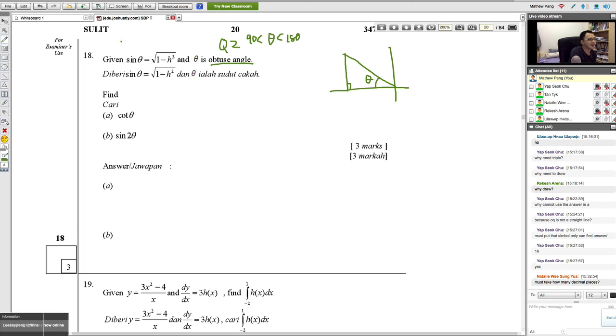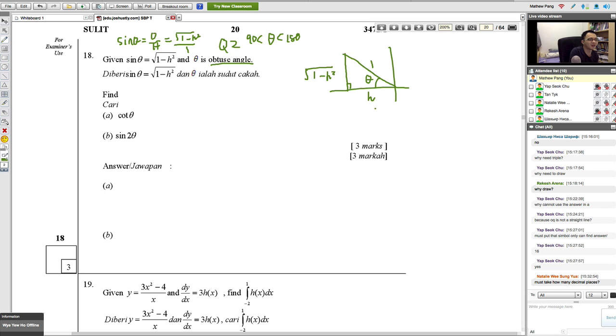Sine of the angle equals opposite over hypotenuse. So I know my opposite equals the square root of 1 minus h square, and my hypotenuse equals 1. Why? Because when it says sine of the angle equals this, I know this is square root of 1 minus h square over 1. This is the reason why I know my hypotenuse is 1. Because the hypotenuse is 1, I know this one equals h. To get the square root of 1 minus h square, you just use Pythagoras, 1 minus this one.